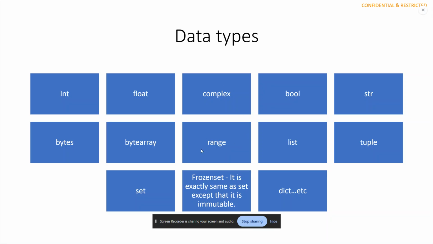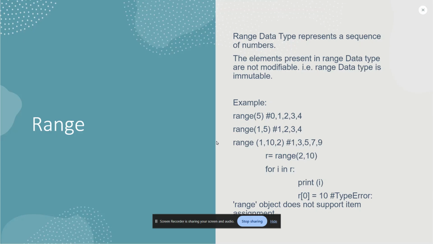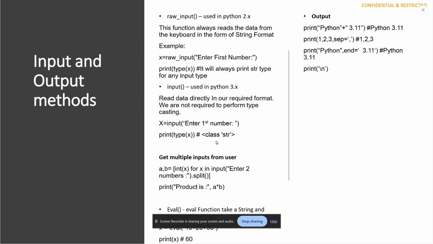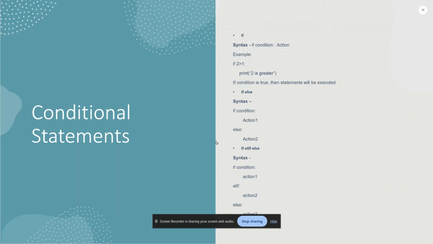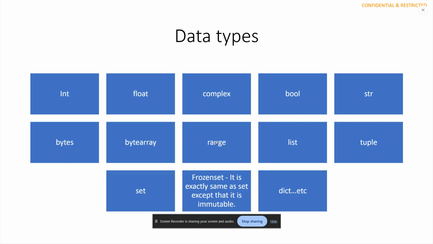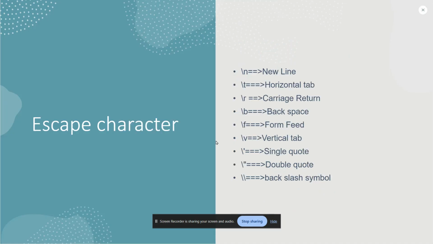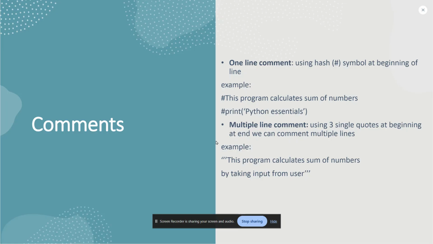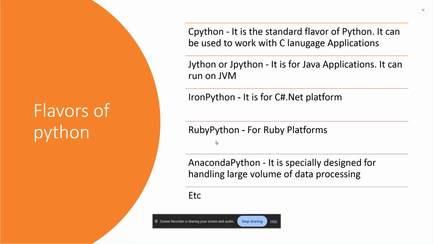Range is one of the data types. You can see here range. So what is range? The range data type gives me a sequence of numbers when I use it in my code. We'll see this example and then we'll also see the escape characters. Let me see till where we can go in this session. I think we'll stop at the data types.